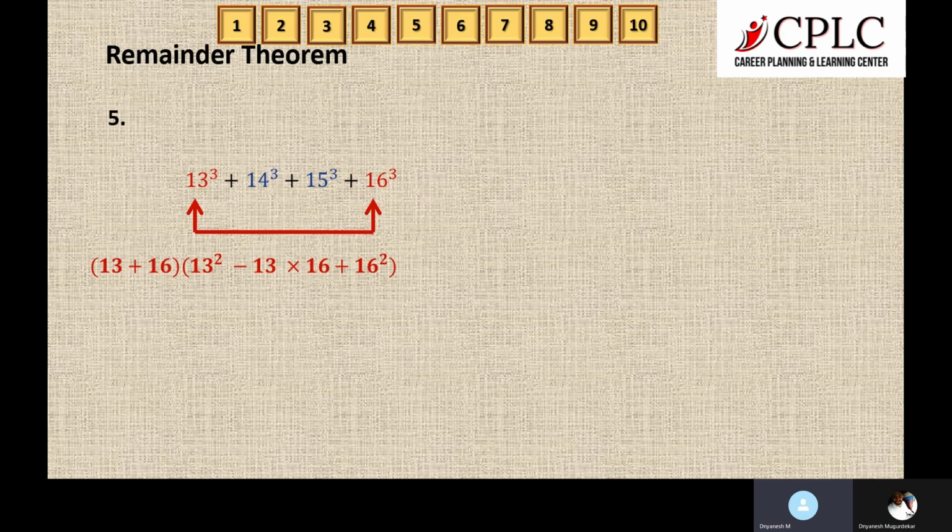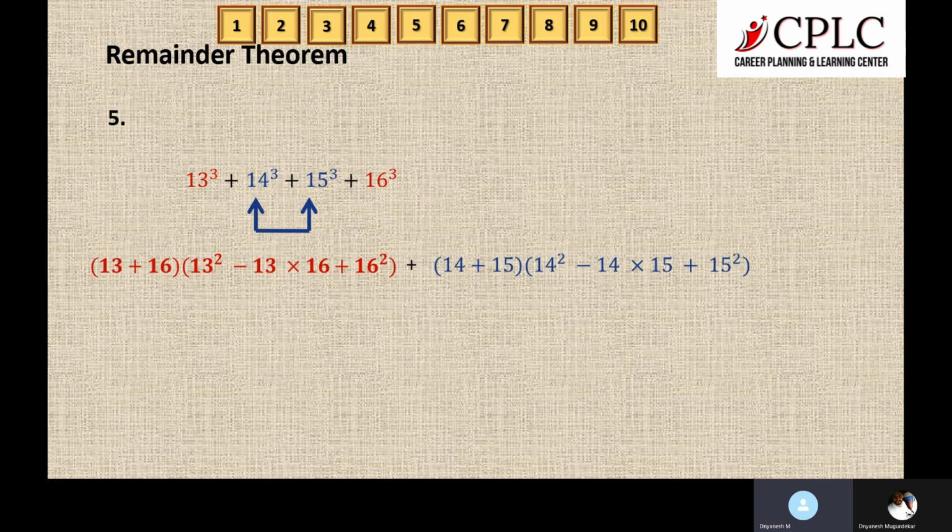So when you apply a cube plus b cube, you get a plus b in the first bracket, and in the second bracket a square minus ab plus b square. Same thing will be done for the middle two: a plus b in the first bracket, which is 14 plus 15, and in the second bracket a square minus ab plus b square. Now after this, what you can do is take 29 common, and don't find out any of the values by doing the calculation, but find out the nature of the values.